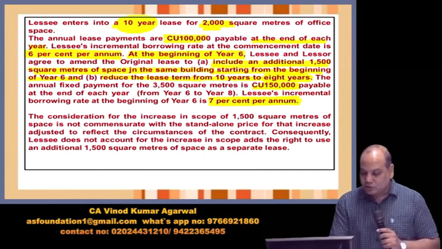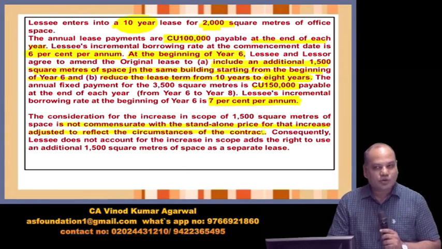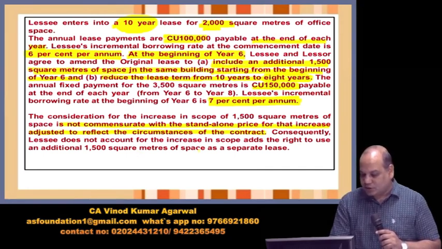Okay. So the consideration for the increase in the scope of 1500 square meter of space, now see this they have mentioned in the question, is not commensurate with the standalone price for that increase adjusted to reflect the circumstances of the contract. So condition number 2 is not satisfied. Hence, no new lease. Very good. Consequently, lessee does not account for the increase in the scope, that is the right to use an additional 1500 square meter of space, as a separate lease. So no new lease accounting. We have to modify the existing lease accounting only.